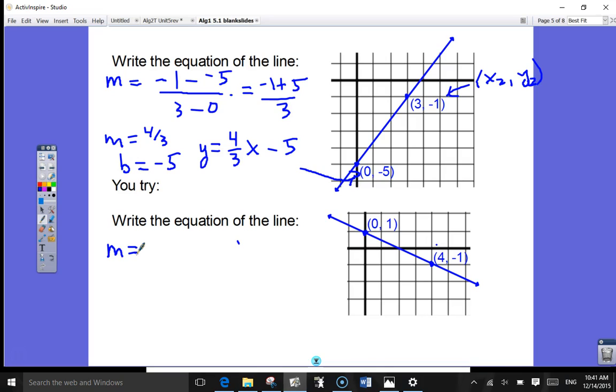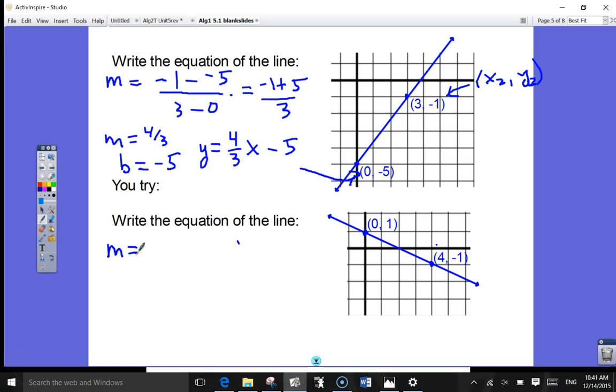Yeah, I mean, for one thing, look at that line. Is it going to be a positive or a negative slope? It's definitely going to be negative, right? Now, you can decide which point you want to be x2, y2. I would probably use this one. -1 minus 1 divided by 4 minus 0, right?